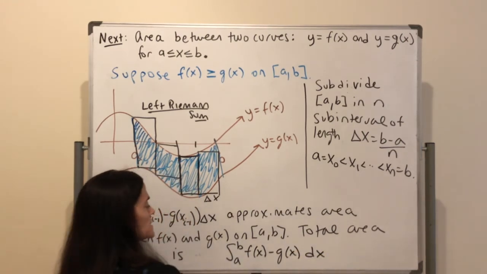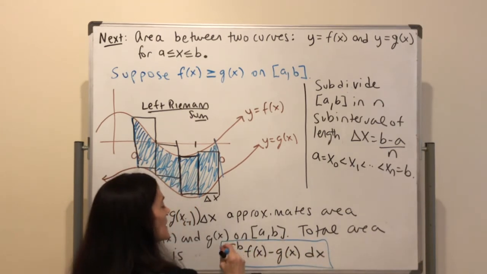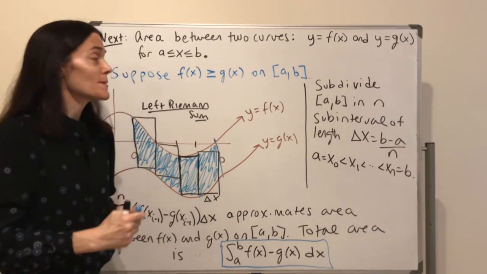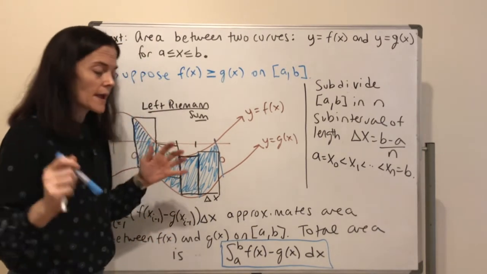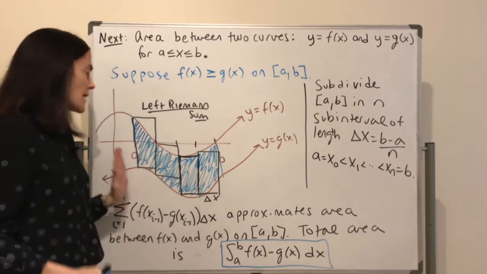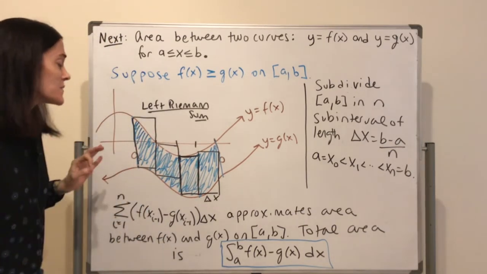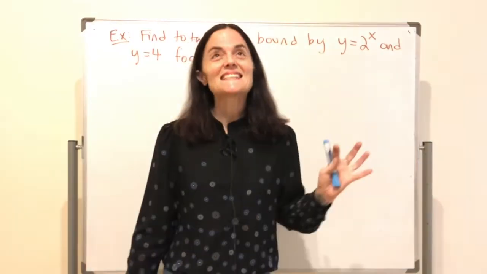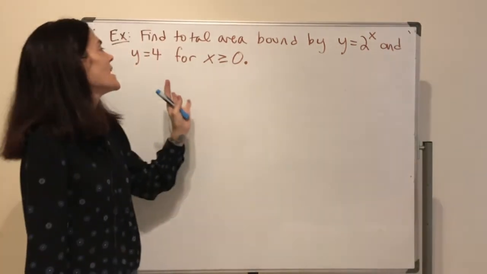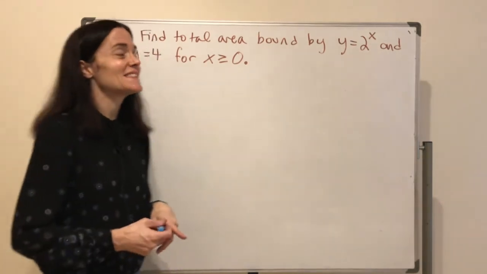I understand this is small at the bottom, but we will do some examples. So what you can remember is we take the upper minus the lower, and then we integrate from a to b. And this gives us the total area bound by the two curves. Here's an example. Let's find the total area bound by y equals 2 to the x and y equals 4 for x bigger than or equal to 0.